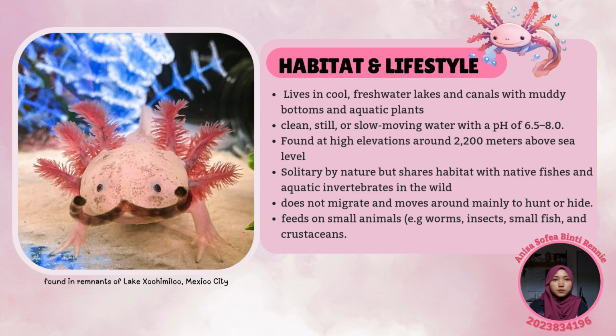I'm going to continue presenting on the axolotl's habitat and lifestyle. The axolotl is an aquatic amphibian that is found in Mexico, specifically in the remnant of Lake Xochimilco near Mexico City. This is its only natural habitat in the wild today because its range has been reduced due to urban development and pollution. Axolotls live in cool freshwater lakes and canals. Their environment usually has muddy bottoms and is filled with aquatic plants, which provide shelter and breeding areas. They also prefer clean, still, or slow-moving water, and the ideal water pH for axolotl is between 6.5 and 8.0. These conditions help to support their delicate skin and gills.